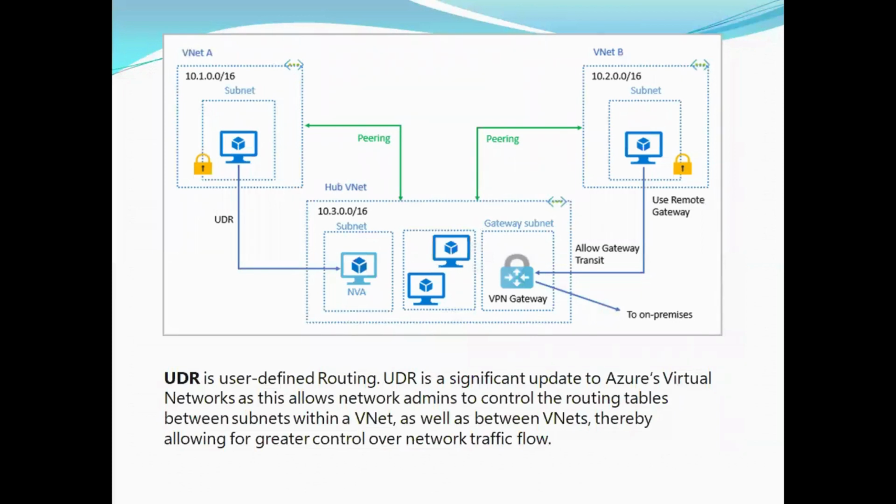This is the picture where we can see the concept behind VPN gateway as well as network peering. Here, UDR is nothing but user-defined routing. It is a significant update to Azure's virtual network as it allows network admins to control the routing tables between subnets within a VNet as well as between VNets. This helps to understand the difference between VPN gateway as well as network peering.